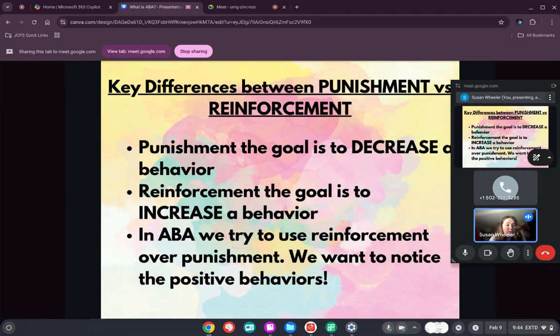So, some key differences between punishment and reinforcement. Punishment, the goal is to decrease a behavior, whereas reinforcement, the goal is to increase a behavior. We really want to use reinforcement over punishment. We want to notice the positive behaviors that the student's doing.